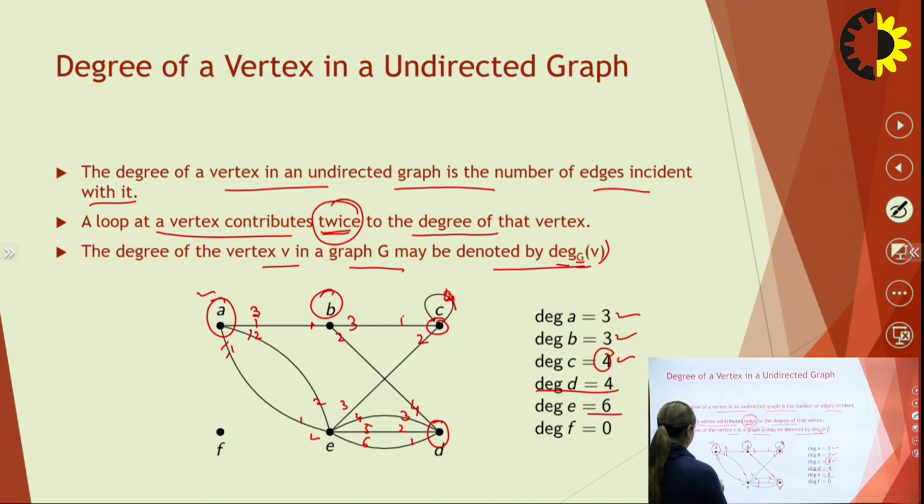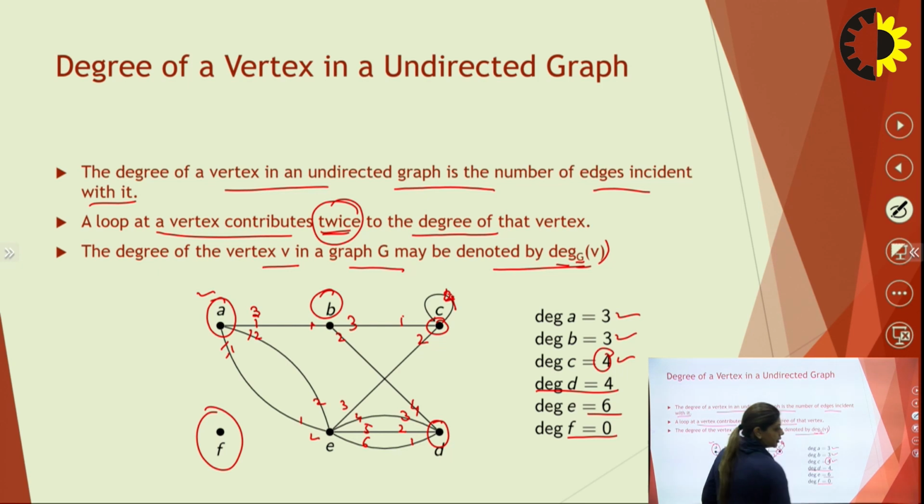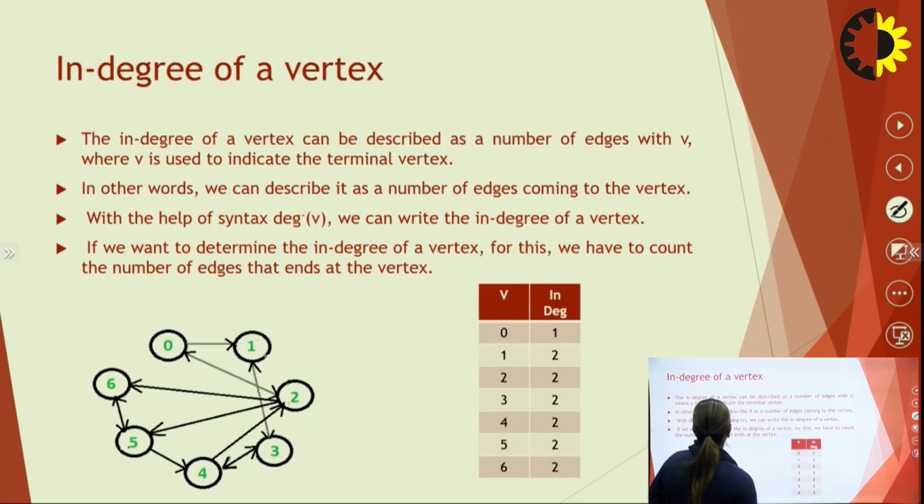Now F. F is an isolated vertex, no edges connected to it, so the degree of F is 0 here. That was the case of an undirected graph. Now there is a directed graph. Now we have to see which edges are incident on a vertex and which are going away from that vertex. So we have to count the degree in 2 ways in case of directed graphs.